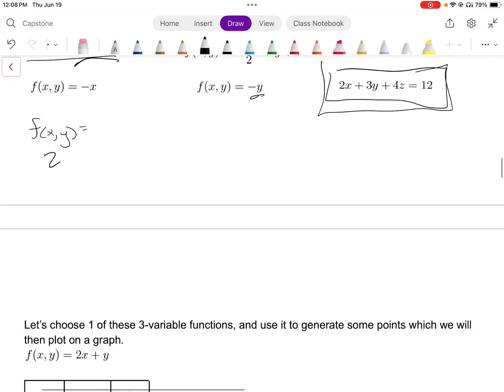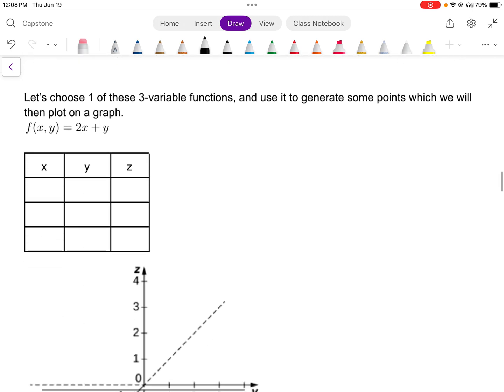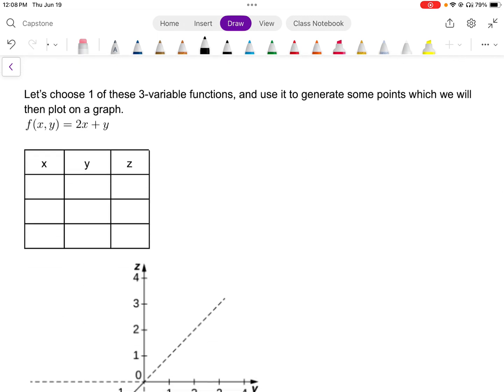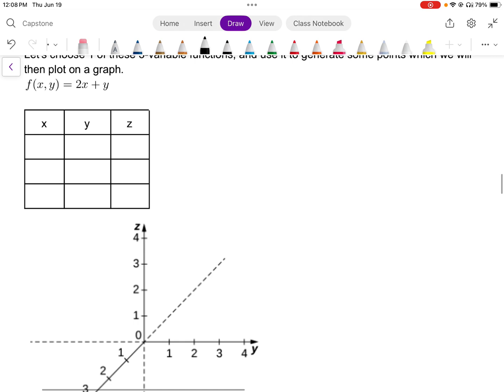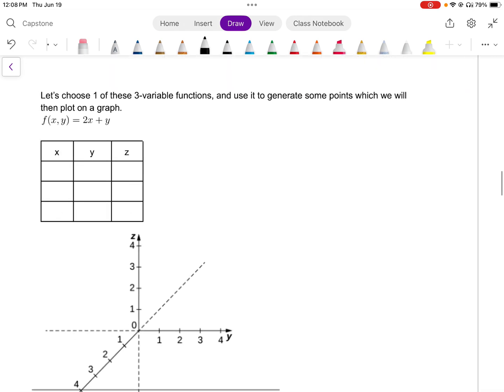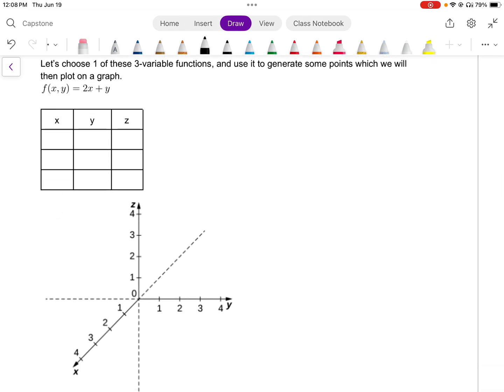Now, how do we use this? What can we do with it? Just like a two-variable function, we can input values and get an output. I want all my outputs to come up on this little graph, because I'm going to generate 3 points and they're going to come out on the graph.